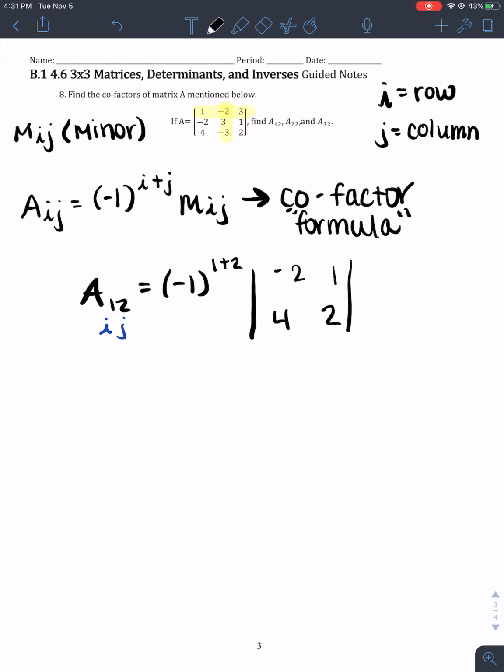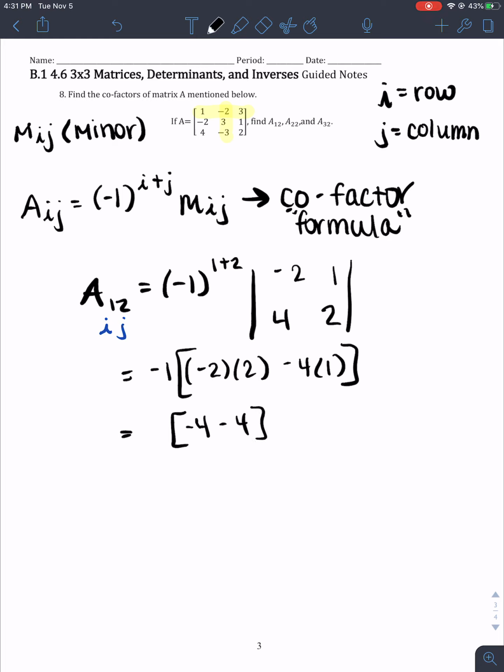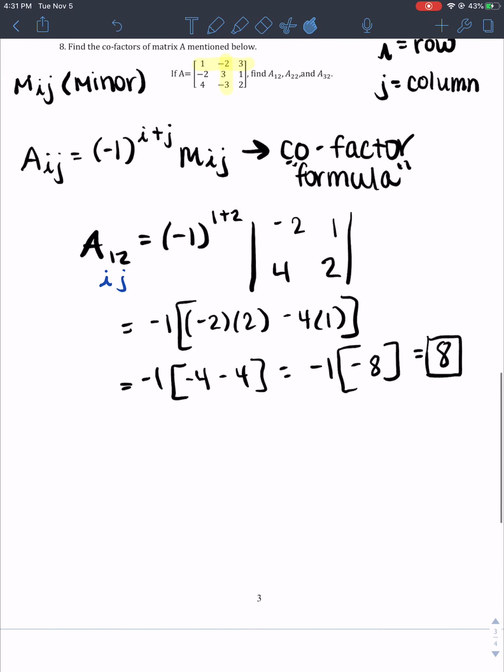So -1 to the 3rd power is -1. Then we're going to take -2 times 2, minus 4 times 1. All right, so -2 times 2 is -4, and -4 minus 4 is -8. And so I get 8 for that. So my answer for A12 is 8. You're just going to get a number. That's a cofactor.